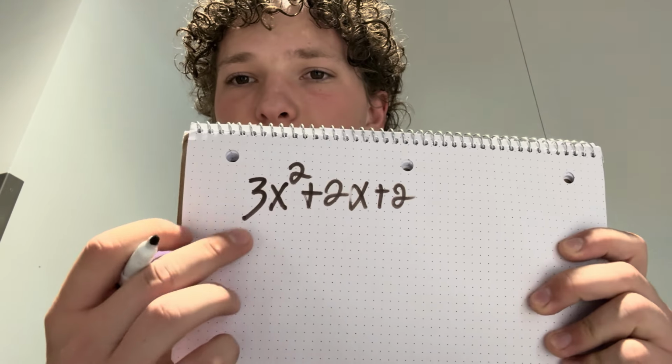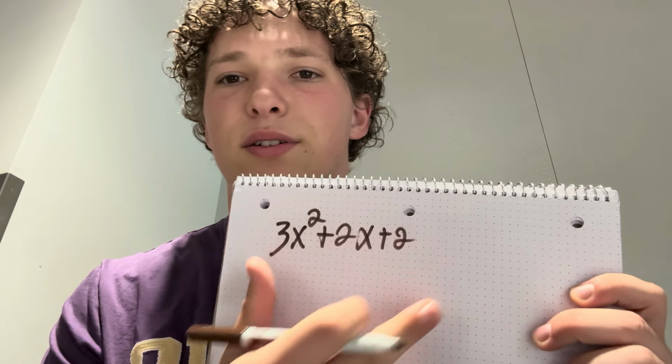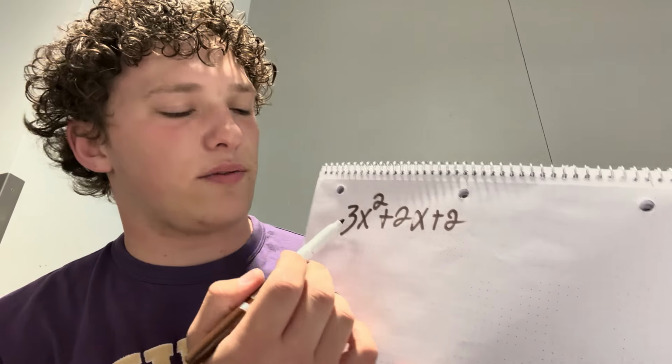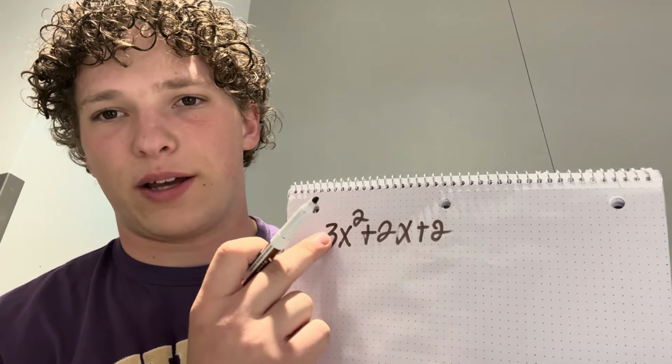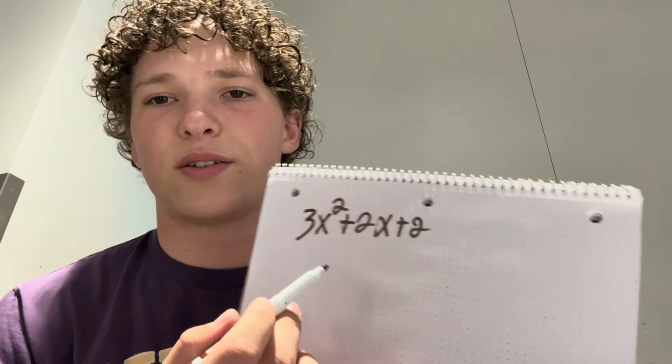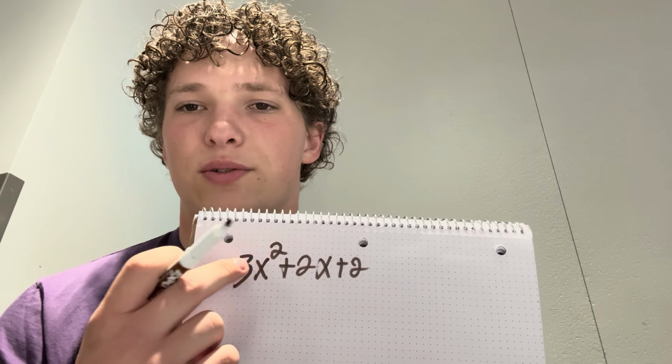So 3x squared plus 2x plus 2. How do we take the derivative of that? Well, with derivatives, you take the exponent, bring it down in front, and multiply it by the coefficient. If there's no coefficient, it would just be 2x. But since there's a 3, it's going to be 2 times 3, 6x.